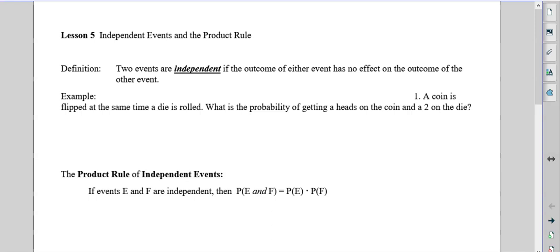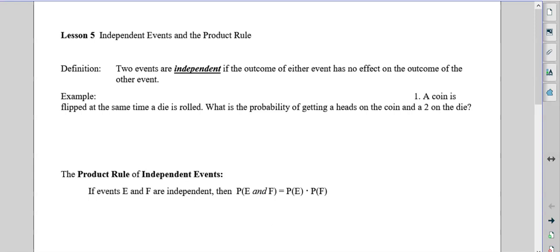If I pull something out of a hat and then I don't replace it, and I pull something else out of a hat, that first one affected the second one because now there's a different number in the hat. So these are two things that don't affect each other.